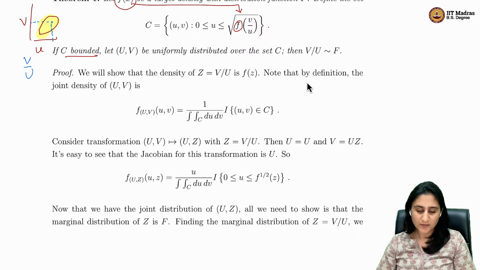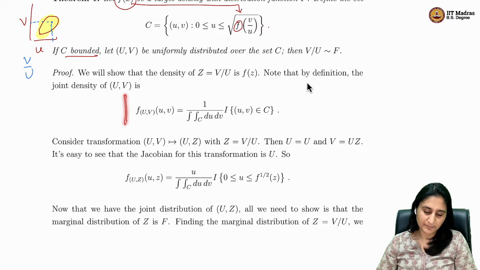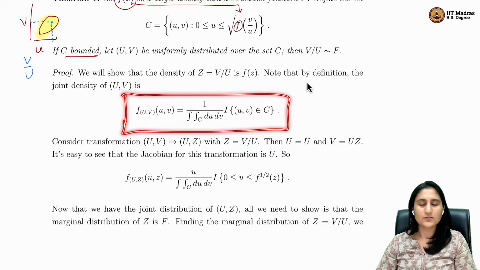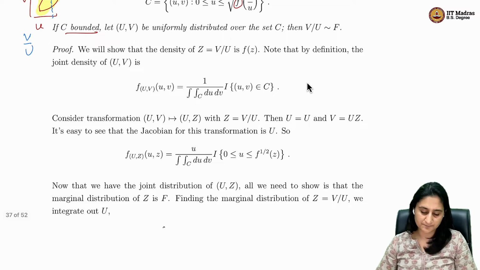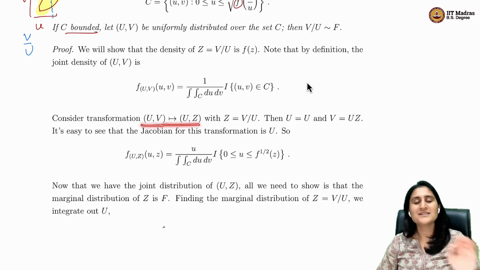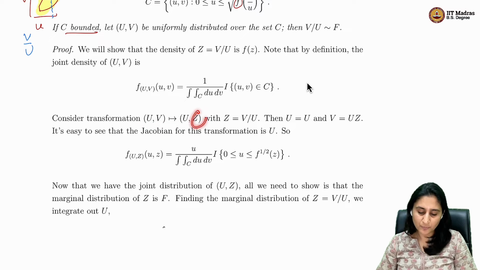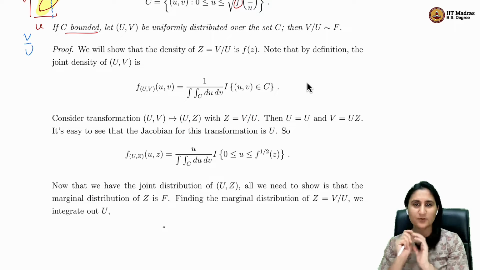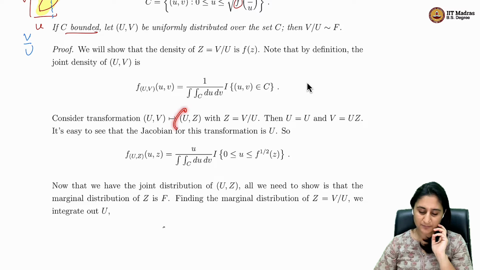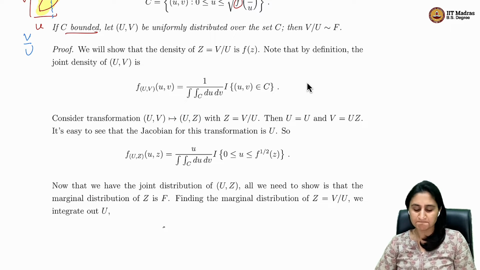Now we have this joint PDF of u and v distributed uniformly. Now what I do is I look at the following transformation. I do a bivariate transformation where I consider the transformation u comma v going to u comma z. So the second component is z, which is v by u, and the first just remains u. That I don't want to change, because I'm not really interested in the first component. I just want the marginal distribution of z here.